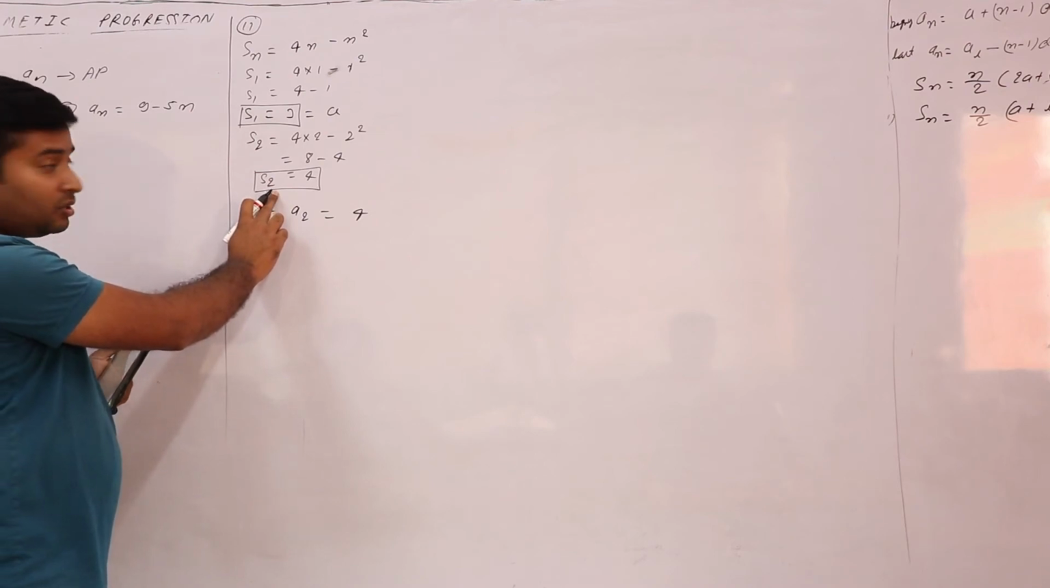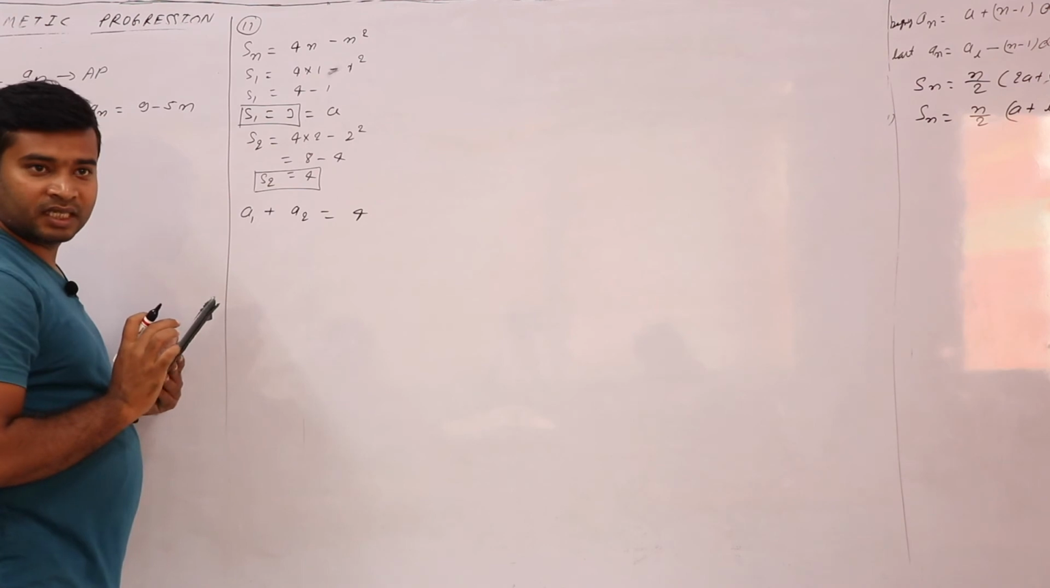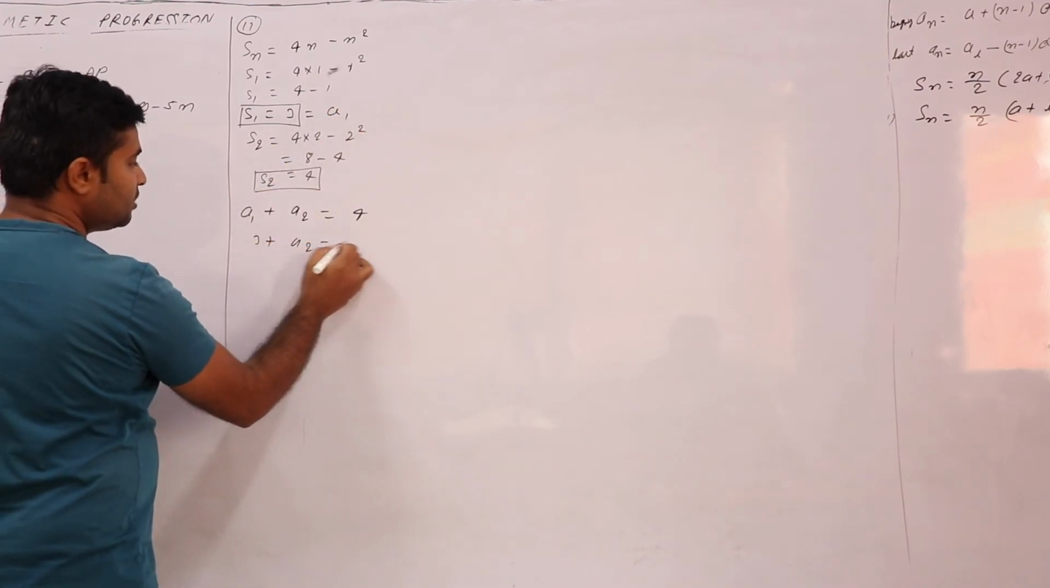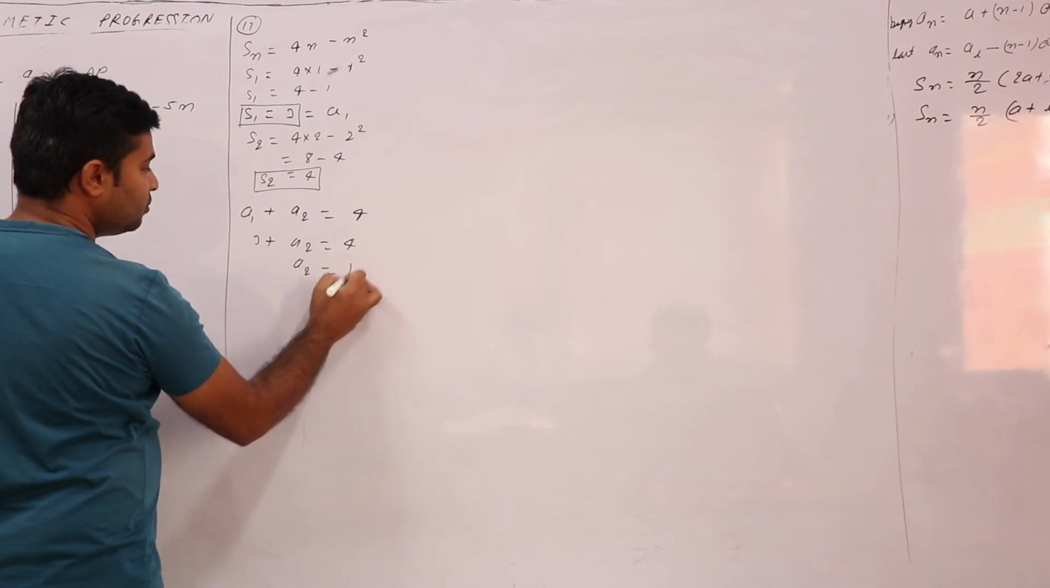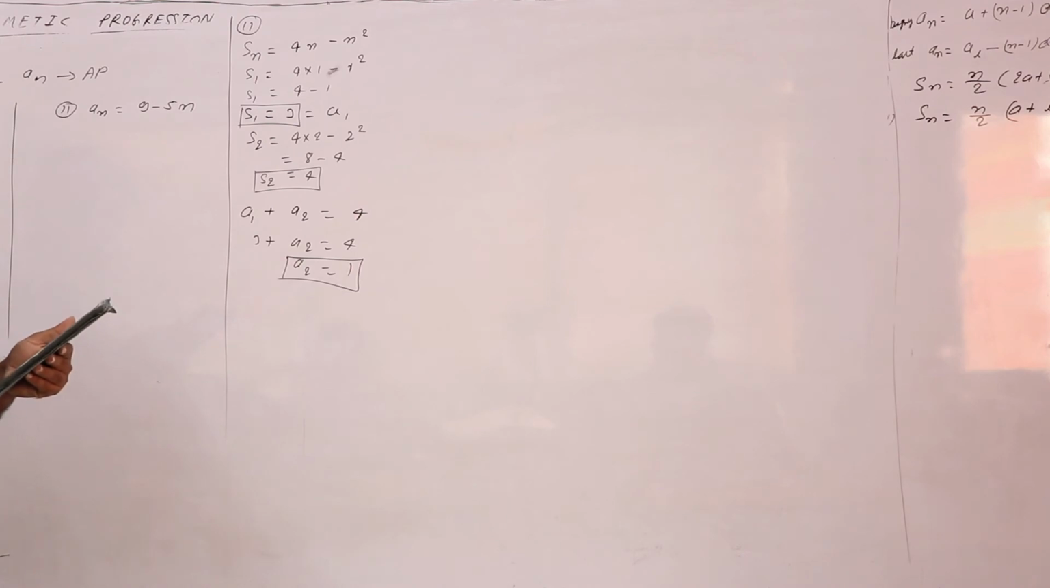S2 is 4, which means the sum of the first term and second term is 4. The first term we got is 3. So 3 plus A2 is equal to 4. So A2 is equal to 1. So the second term we get is 1. Similarly, find the third term, 10th term and nth term.